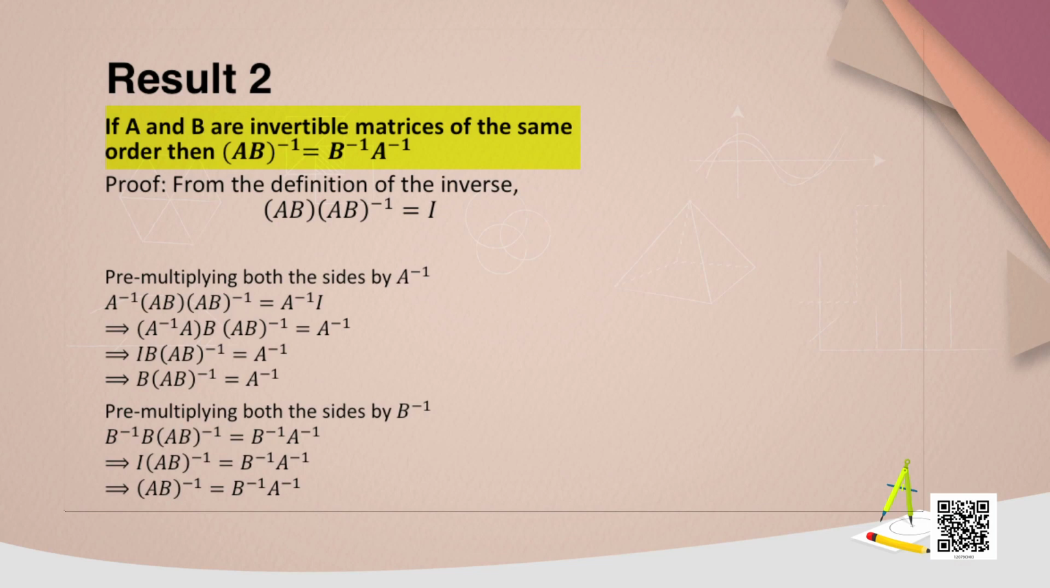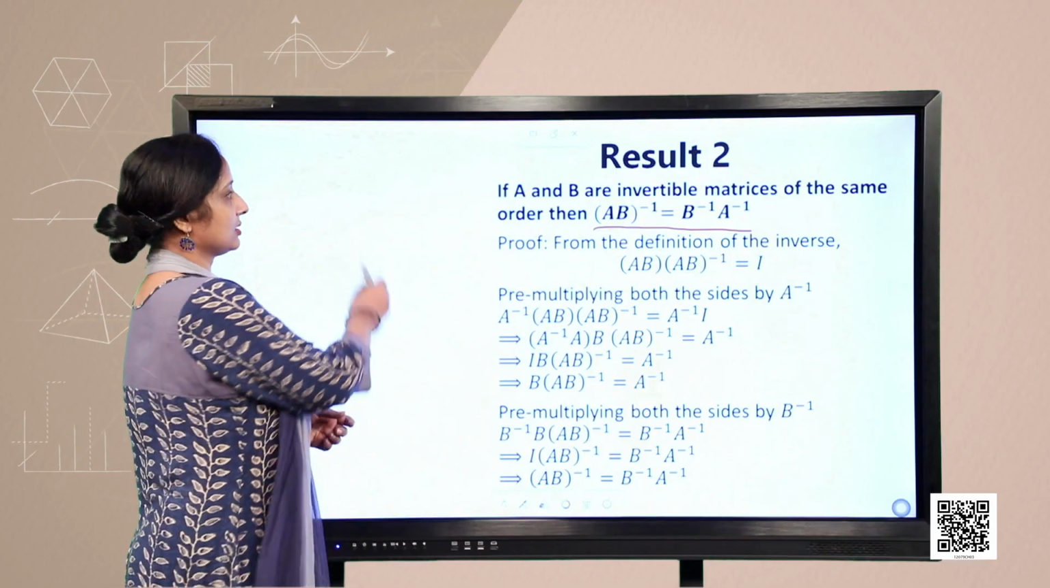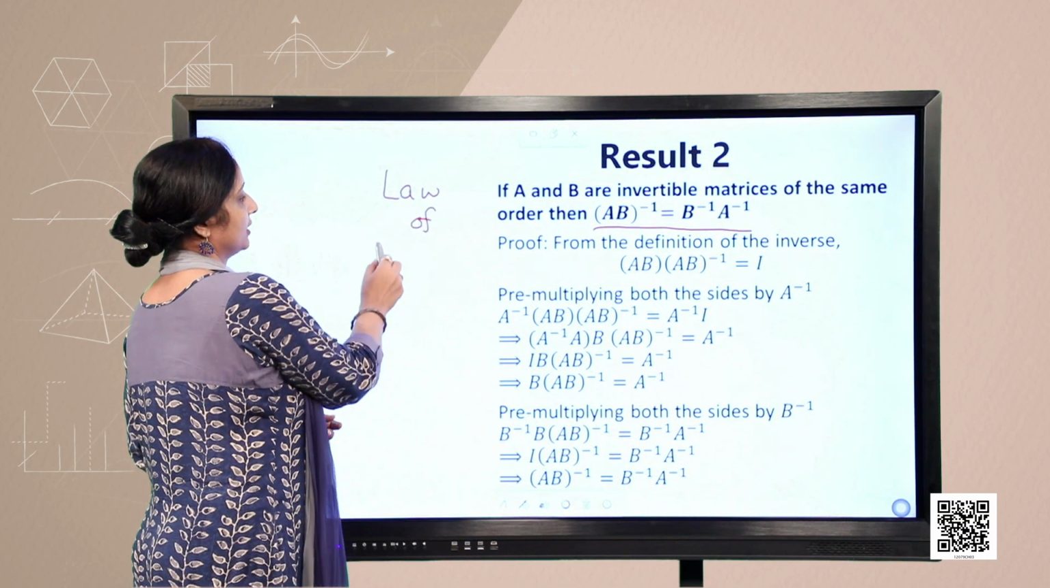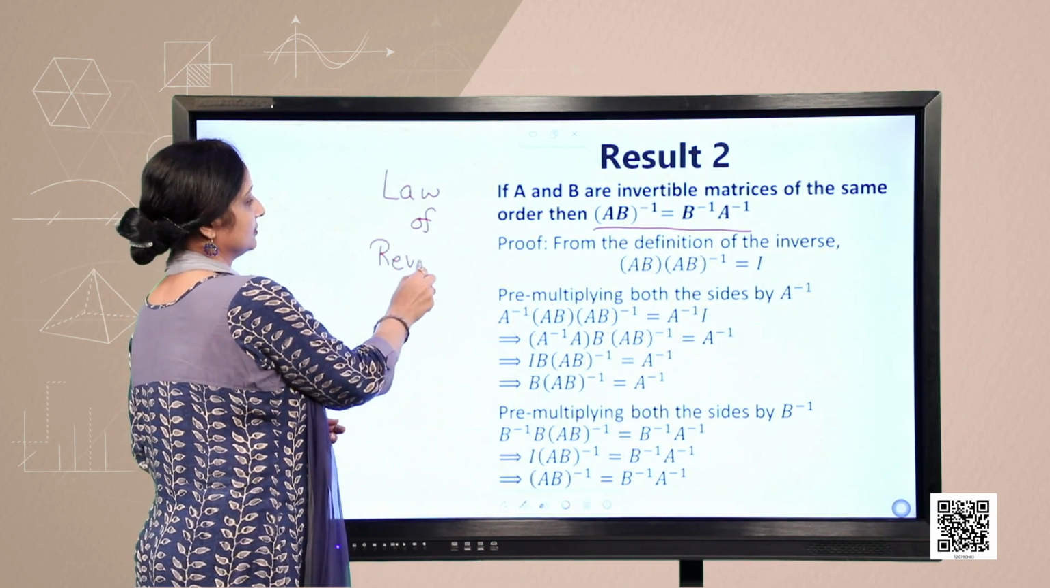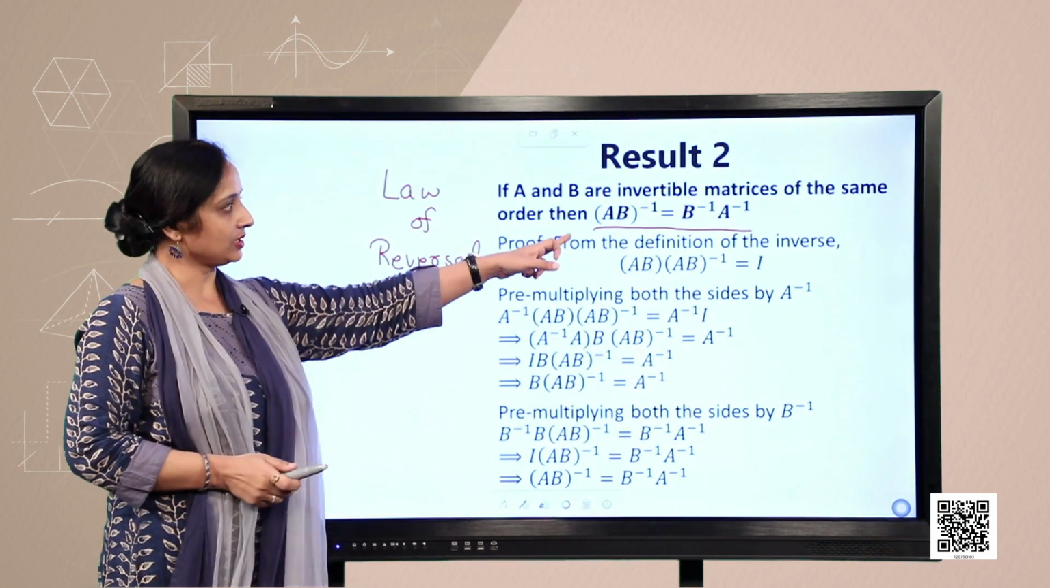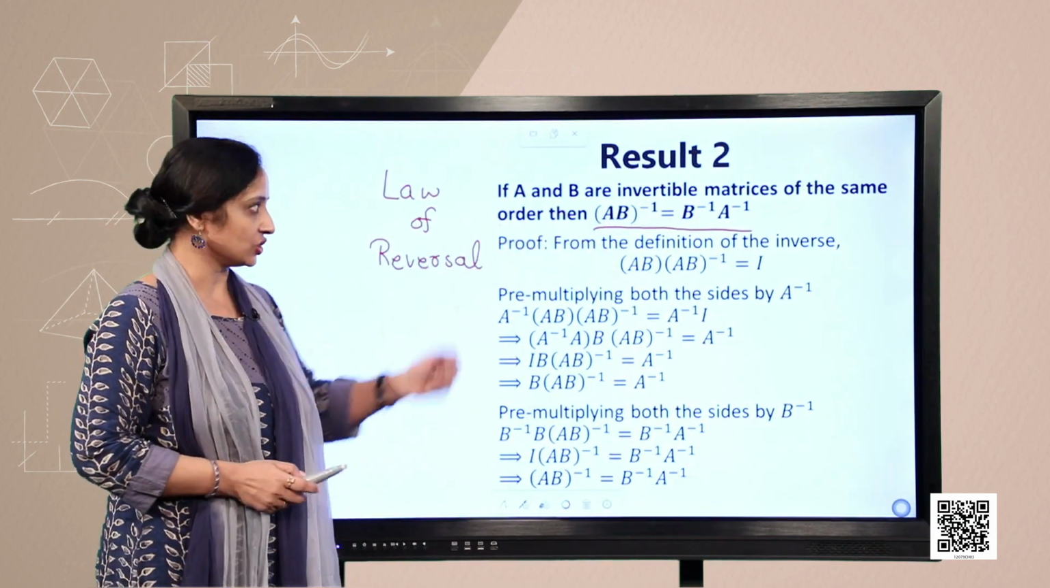Result 2. This is very important result. If A and B are two invertible matrices of the same order, then AB whole inverse is equal to B inverse into A inverse. This is also called law of reversal. That means order of matrices A and B is going to be interchanged.